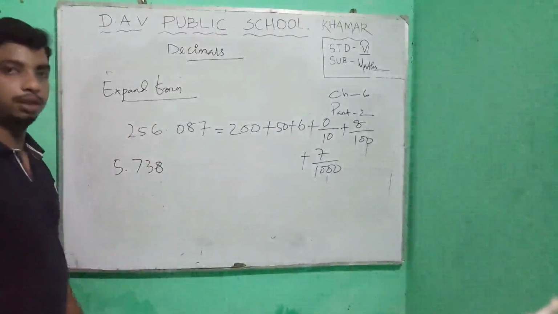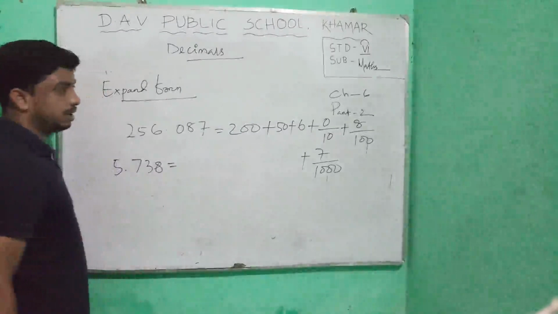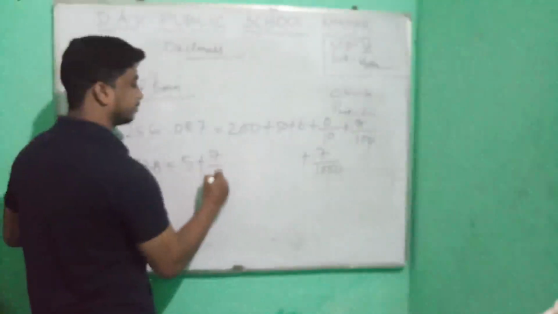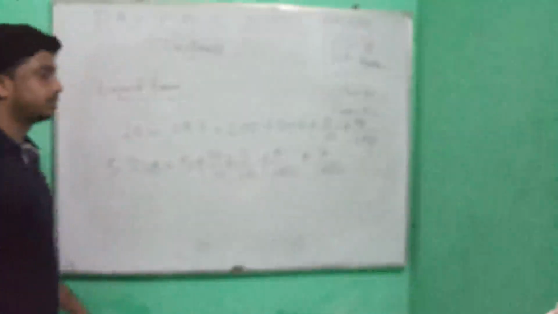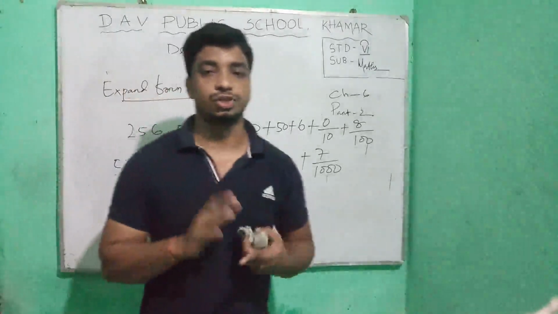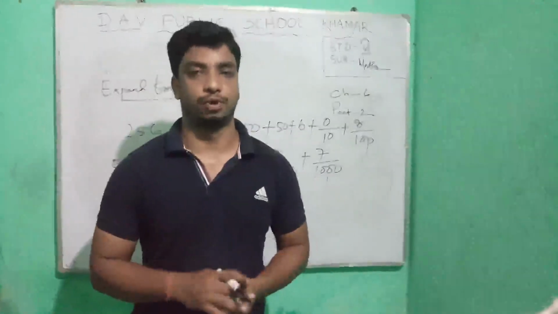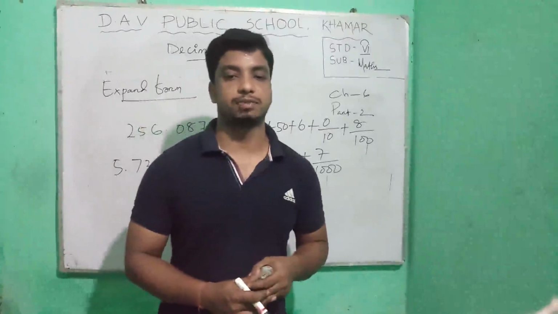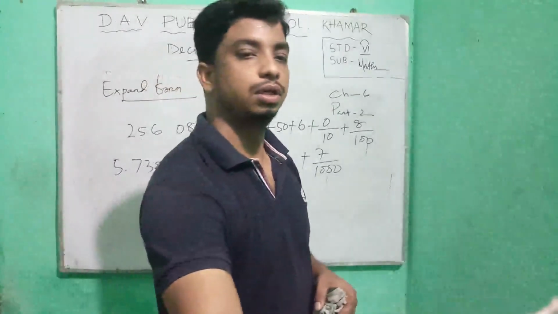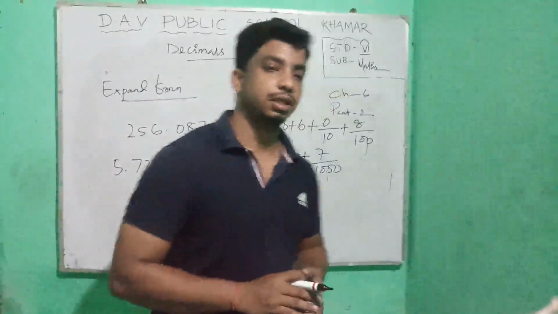Okay? So simply, here is the decimal number. If we write the exponent form, 5 plus 7 tenths, 3 hundredths, 8 thousandths. Okay, so here are the decimal numbers. So okay, so these are the decimal, sorry, exponent forms. So you can write the decimal exponent form. So here you have a question.